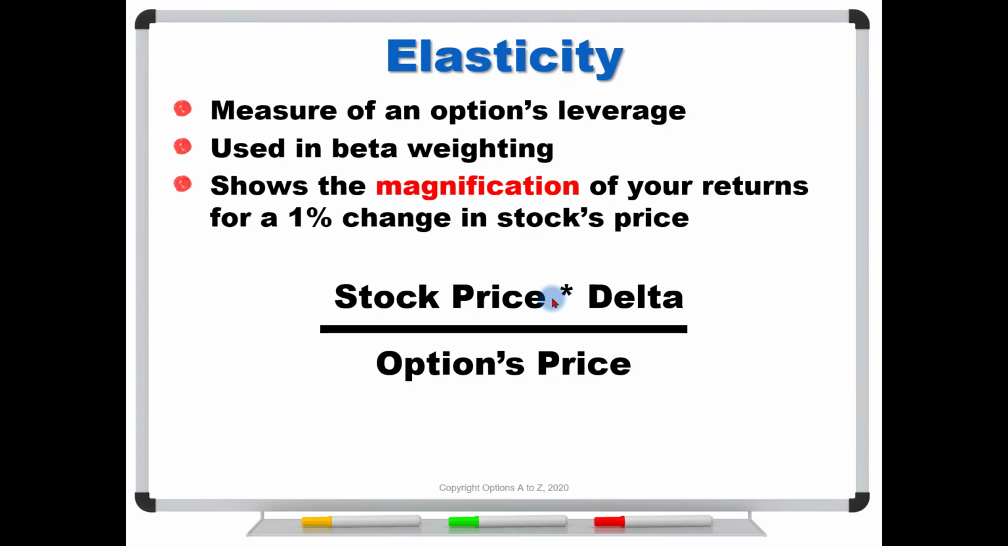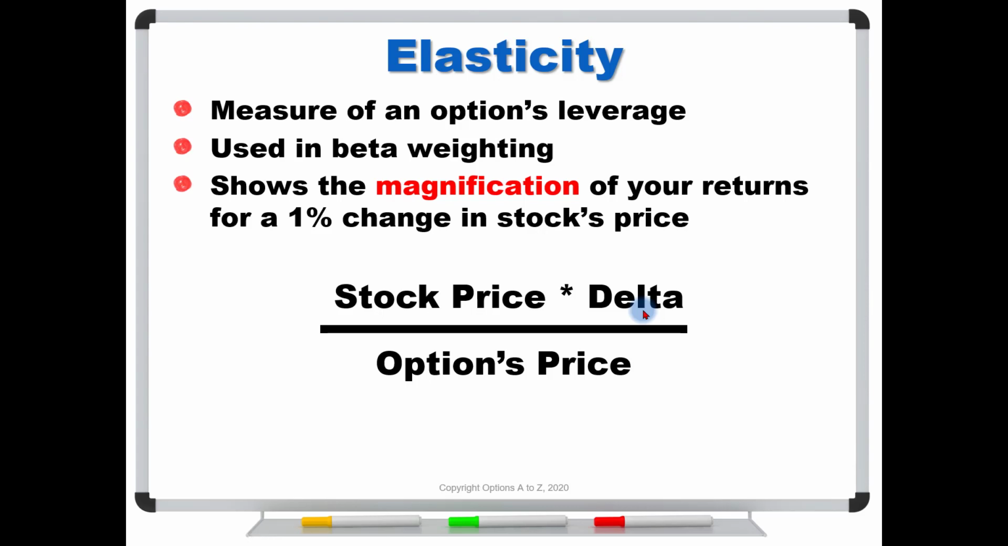See, in the first calculation, it was assuming that you were controlling 100 shares' worth. That's not necessarily true with the option because it depends on the delta. So for those of you good with math, alternatively, you could take the gearing formula, stock price divided by the option's price, and then just multiply it by the delta. It's the same thing. So the two formulas are very similar.